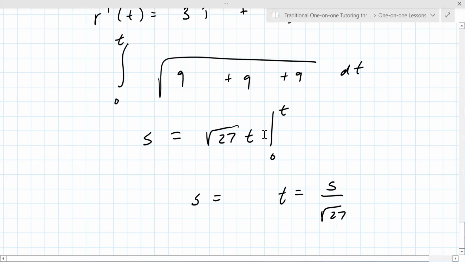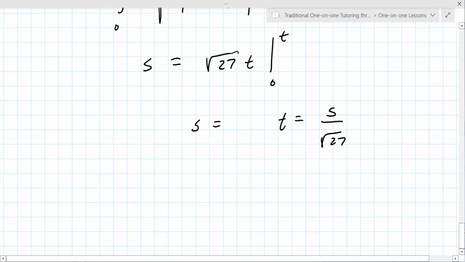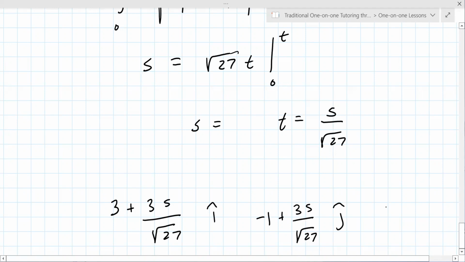So does it say to answer in terms of arc length s? Yeah, it does. See how it says t of s? It's very wonky. So your answer is 3 plus 3s over square root of 27 in the first box, i. And then minus 1 plus 3s over square root of 27, j. And then minus 1 plus 3s over square root of 27, k.